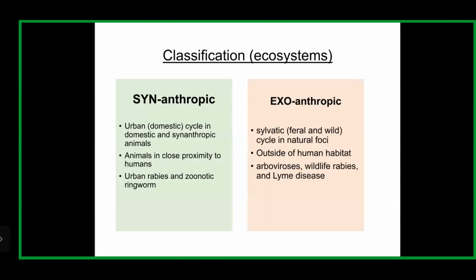If we look at the classification by ecosystem, synanthropic zoonotic diseases include those in which transmission between humans and animals occurs where the animals live in close proximity to humans, that is the domestic animals and pet animals. Whereas exoanthropic means they are away from the ecosystem of humans, which includes various arboviruses, wildlife rabies, and Lyme disease.